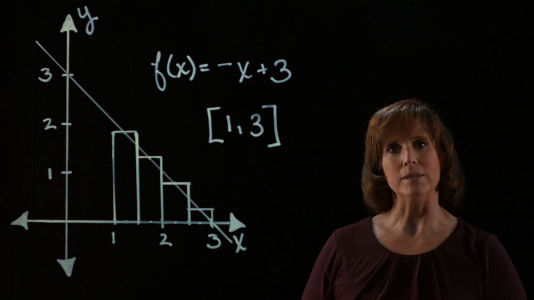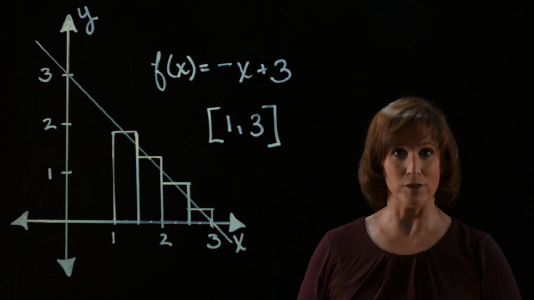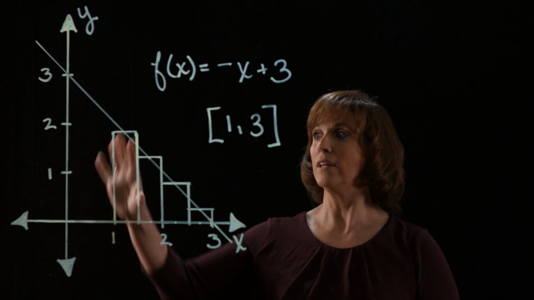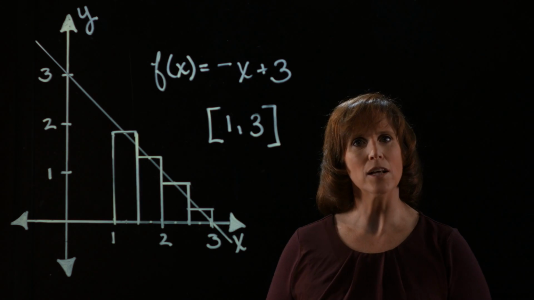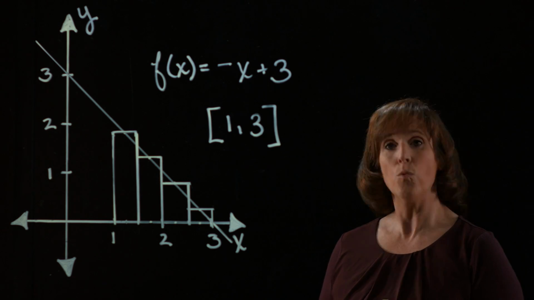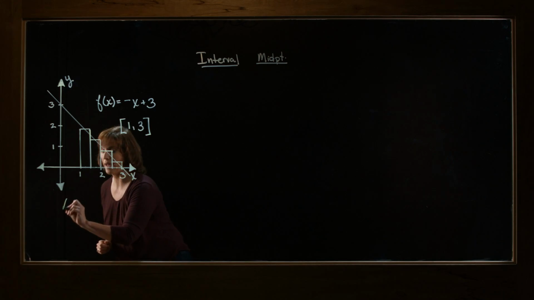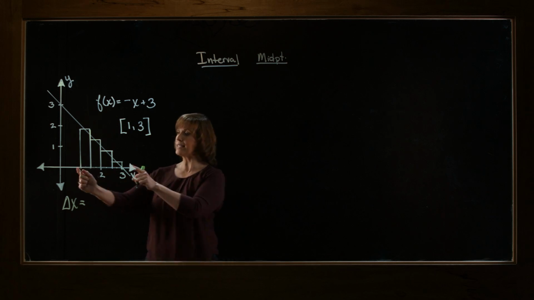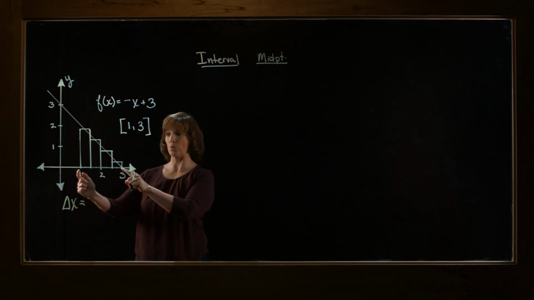All right, so to get the area of a rectangle, we have a geometry formula. We know it's going to be the width of this rectangle times its height. Well, let's take a look at the width first of all. The width, I'm going to use a delta x as its representation. And the entire interval is going from 1 to 3.